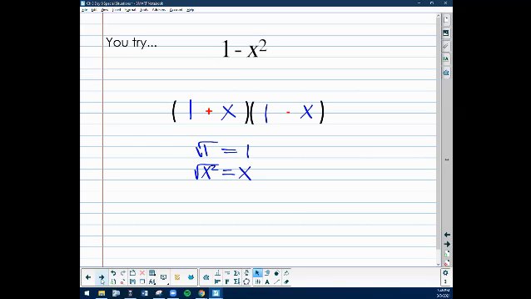All right, hopefully you tried it. The square root of 1 is 1, because 1 times 1 is 1. That's so obvious that we forget. And then the square root of x squared is just x, so we get 1 plus x times 1 minus x. All right, so that is our special situation for today.